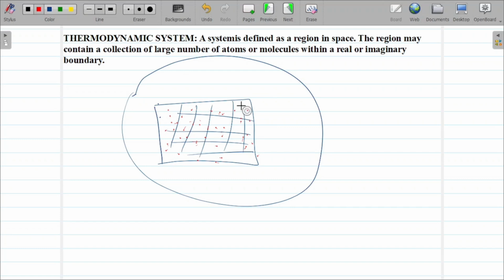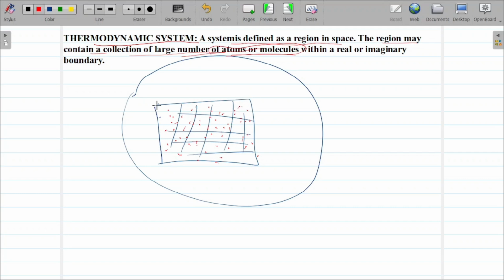Okay, so the atoms or molecules present in this region within the boundary, that system will be called a thermodynamic system. A system is defined as a region in space that may contain a large number of atoms or molecules within a boundary. That is called a thermodynamic system. It's not only solid, not only gas, not only liquid, it might be anything: solid, liquid or gas.